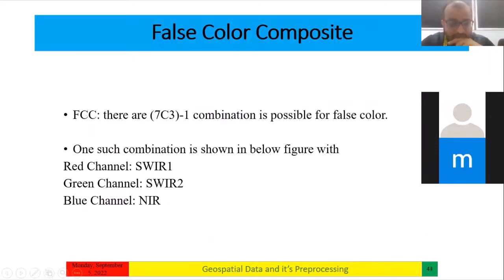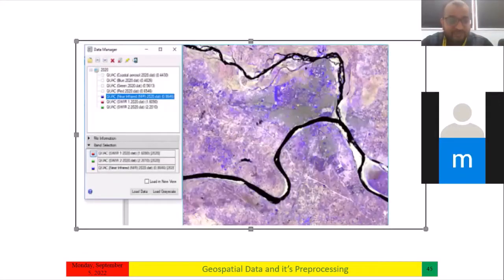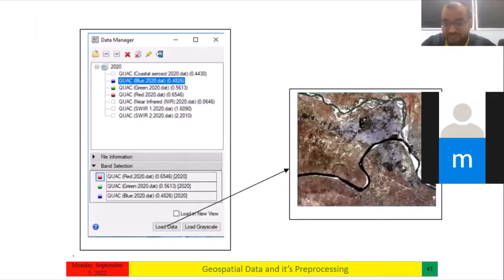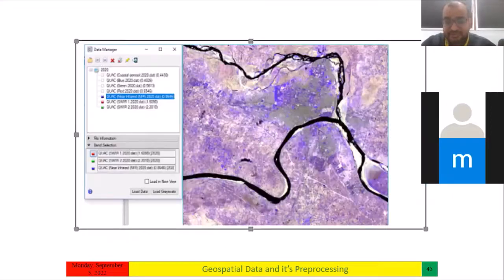But in the false color composite, instead of red, I have taken short wave infrared 1, for green short wave infrared 2, and for blue I have taken imagery captured in NIR, and we have generated a false color composite. Here also we can see that for red we have taken SWIR1 in this selection parameter, in green SWIR2, and for blue near infrared. This is the false color composite. If we compare the two images, the color visualization for different features is entirely different.